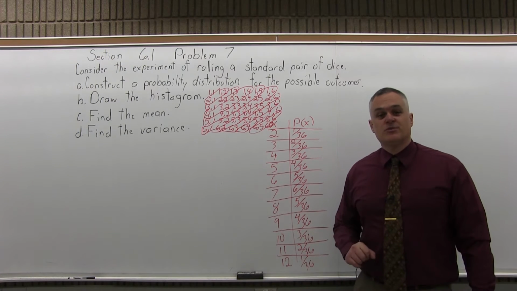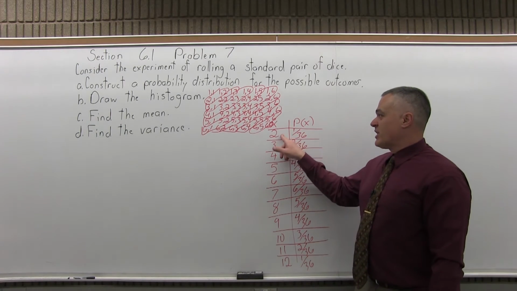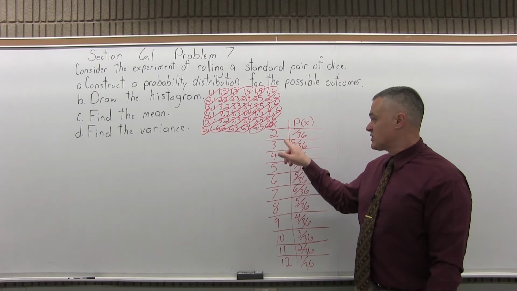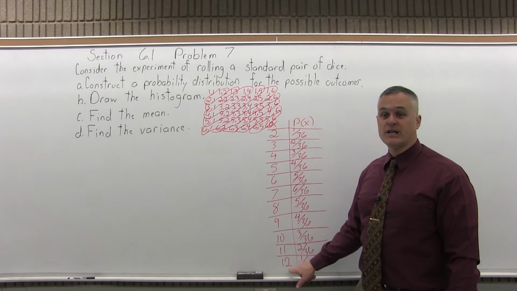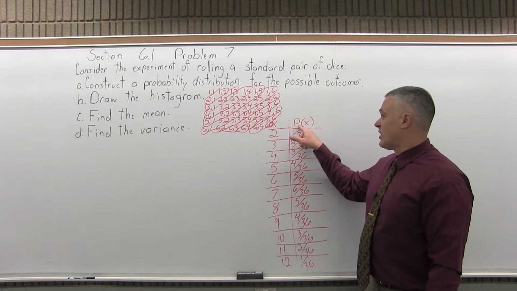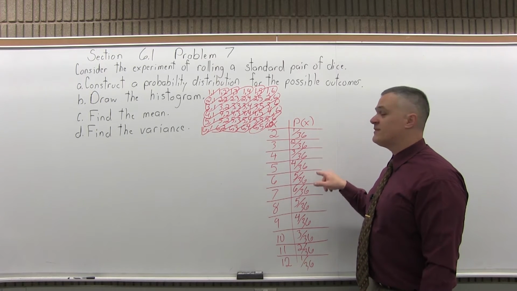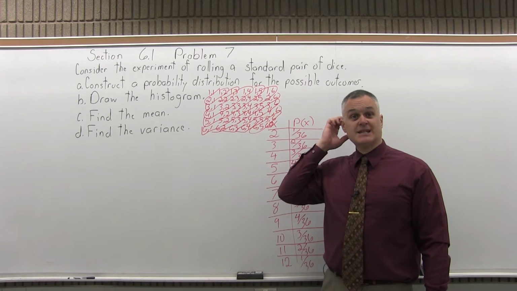There's your probability distribution. So for part A, we have a chart with 2 columns. The first column lists every possible result you can get for your experiment of rolling a pair of dice. And the second column, probability of x, gives you the probability for getting each one of those rolls. So that's A.